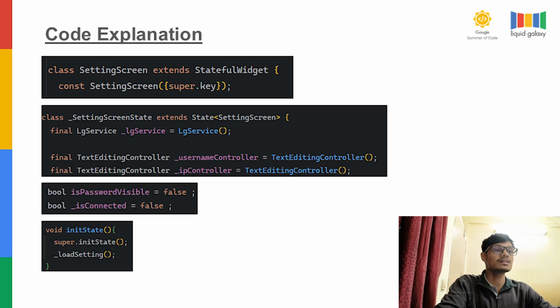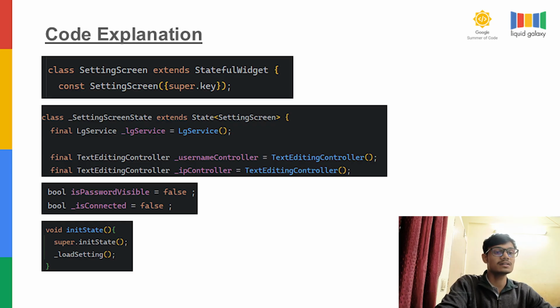The text controllers are used to manage user input for all LG connection parameters such as username, IP address, port, password, and number of screens. Is connected and is password visible: these variables control UI behavior like showing connection status and toggling password visibility.